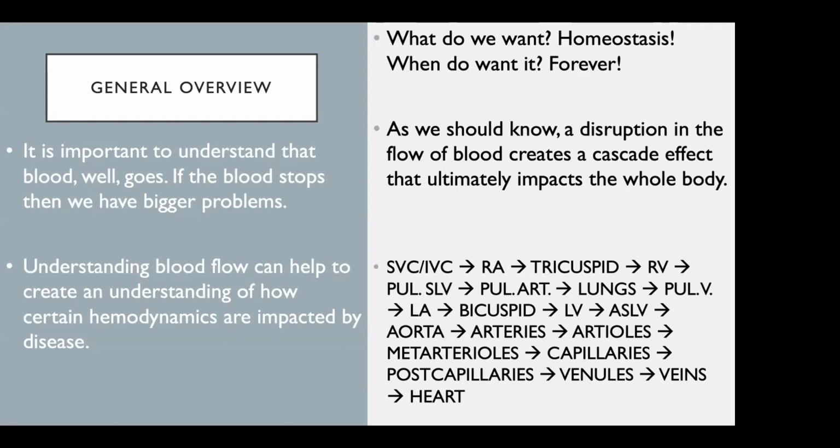So I always said, what do we want? We want homeostasis, generally forever, I guess, in the perfect world. But this is not always the case, and we know that a disruption in the flow of blood anywhere in the body creates a cascade effect that ultimately down the road will impact the whole of the body.